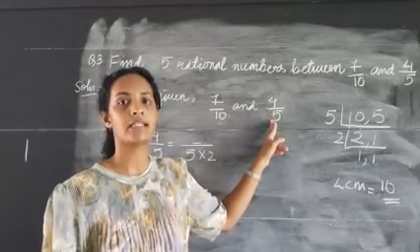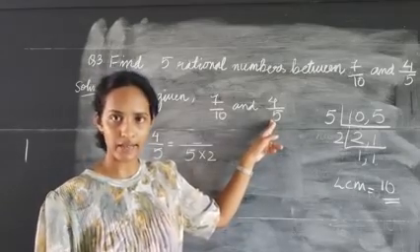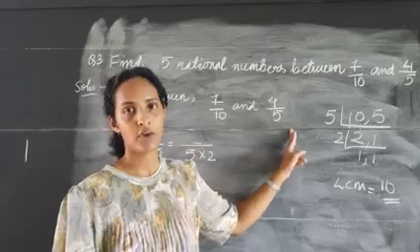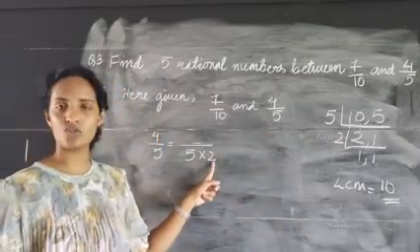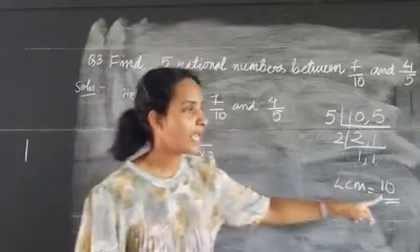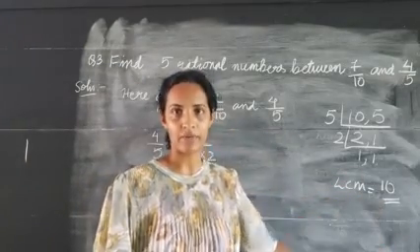I need to make it 10. What do I do in order to make it 10? I know that 5 into 2 is 10. So I multiply the 5 by 2 in order to make it 10. Okay? Where did this 10 come from? The LCM. We need to make it the LCM, right?